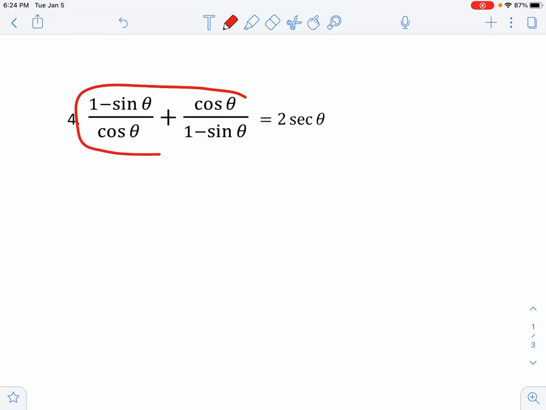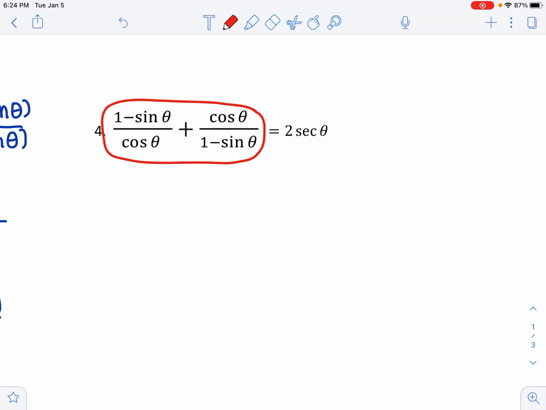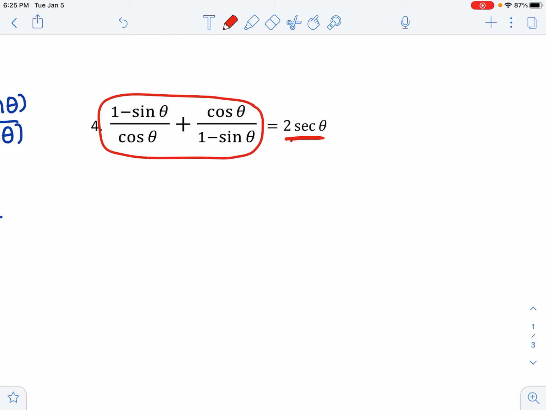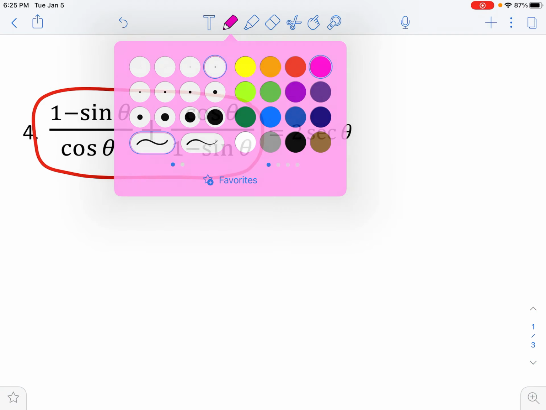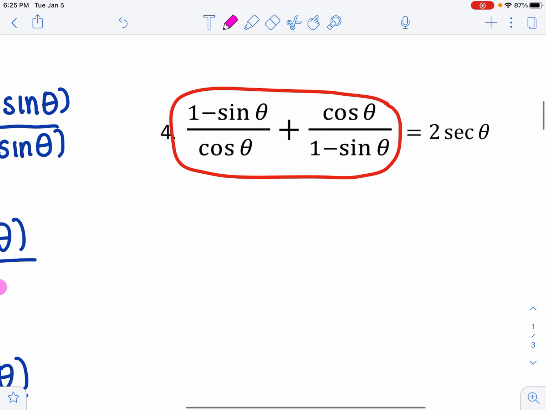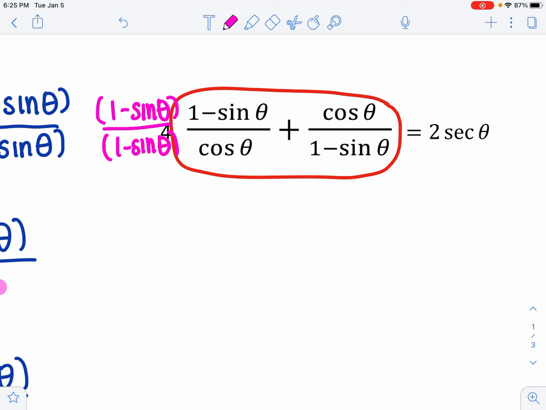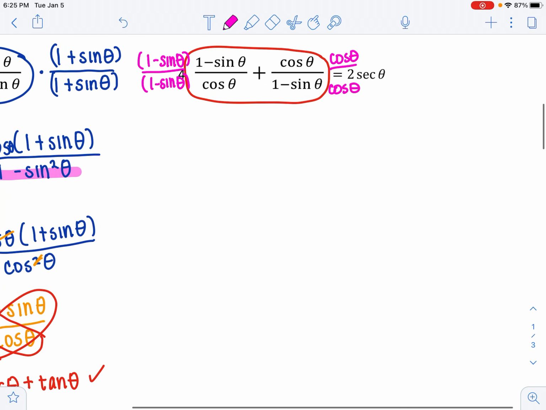All right, which side's more complicated? Obviously this side. All right, so once again, what am I going to do here? I don't see any squares. I see lots of sines and cosines, which I leave. But I do see 2 fractions that need to become 1. So I'm going to get a common denominator. So this is similar to the first one, right? So I'm going to get the common denominator of cosine times 1 minus sine. So I'll multiply this by 1 minus sine over 1 minus sine. And I'll multiply this by cosine over cosine.